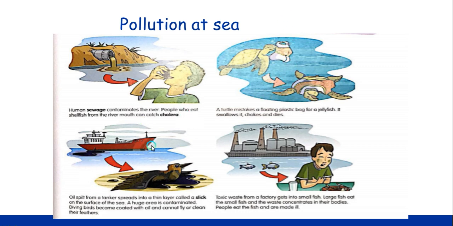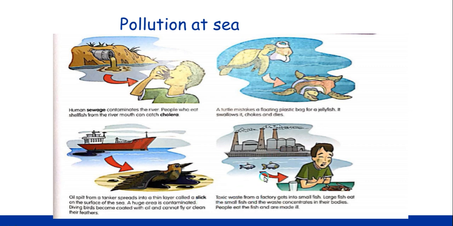Another one is the oil. Oil spilled from a tanker spreads into a thin layer called a slick. Now this area is the slick. This is the oil. It spills and it becomes a slick. Now when a bird gets in contact with this oil, it's stopped. It couldn't fly, it couldn't do anything, and without their feathers, light, they could not fly. So the bird is stuck.